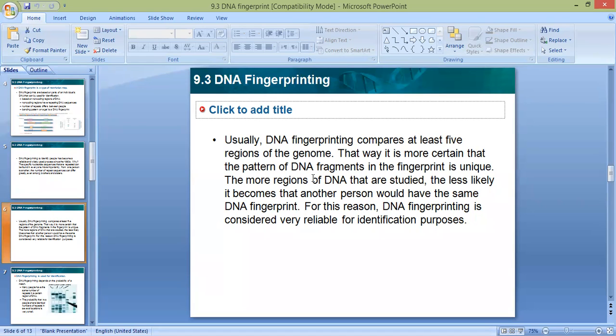The more regions of DNA are studied, the less likely it becomes that another person would have the same DNA fingerprint. The more fragments of DNA you compare and at more locations, the more sure you are that this person doesn't have the same DNA fingerprint as the other person. That is why DNA fingerprinting is considered very reliable for identification purposes.